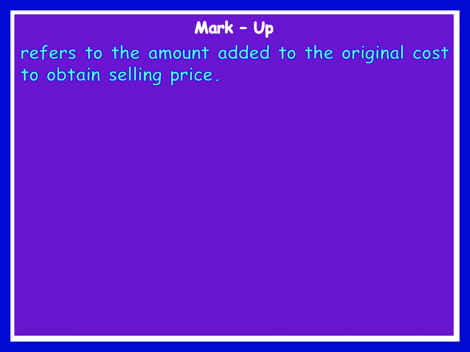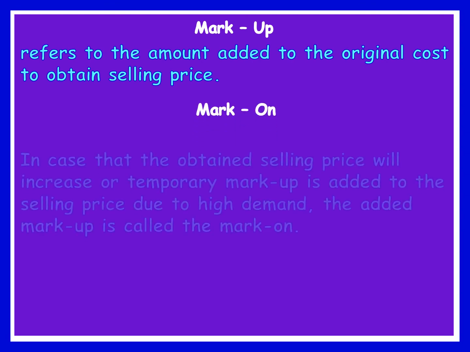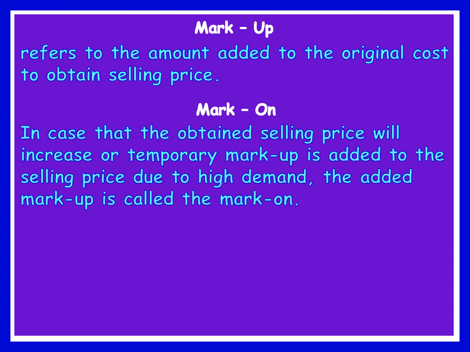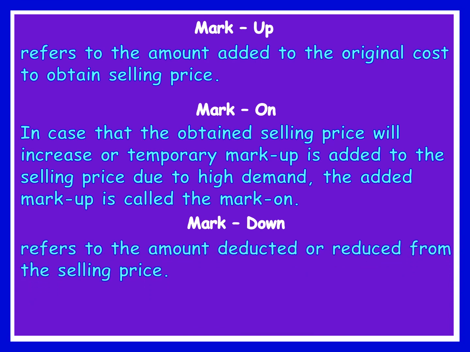Okay, so let us summarize once again. The markup is the amount added to the original cost to obtain the selling price. The mark-on, in case the obtained selling price will increase or there's a temporary markup, is added to the new selling price due to high demand. Then the added markup is called the mark-on. And there is a markdown also. This refers to the amount deducted or reduced from the selling price.